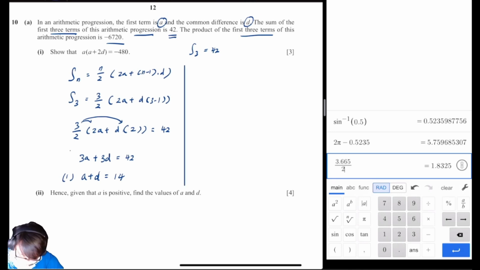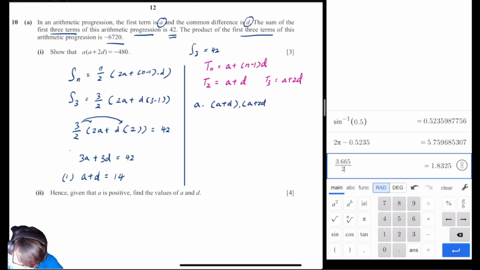So the second part is you have to make use of the information that the product of the first three terms in this arithmetic progression is minus 6,720. You know how to find the next term in an AP. It always follows this formula: Tn is equal to a plus (n minus 1) d. So term 2 is a plus d, and term 3 is a plus 2d. Then you just have to multiply a with (a plus d) with (a plus 2d), and overall that gives you minus 6,720.